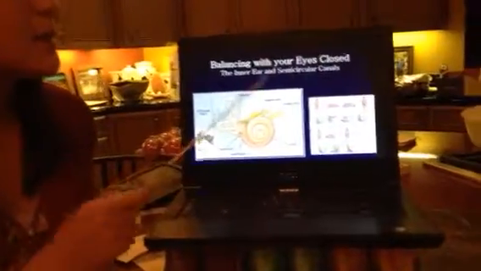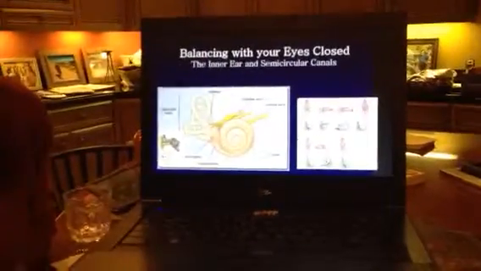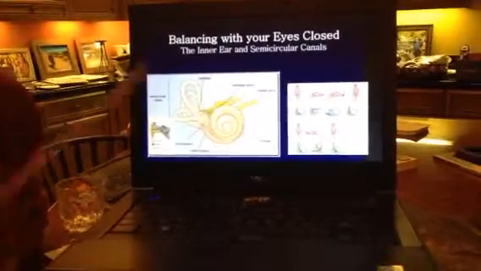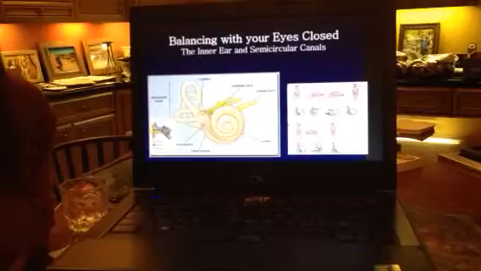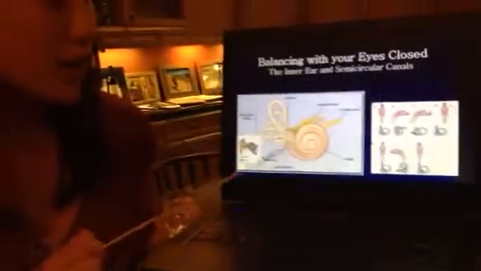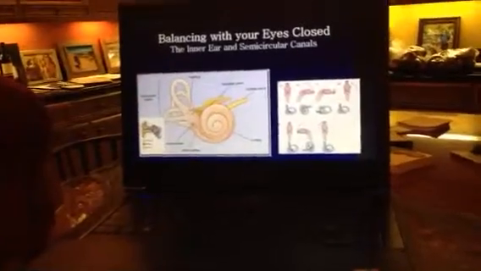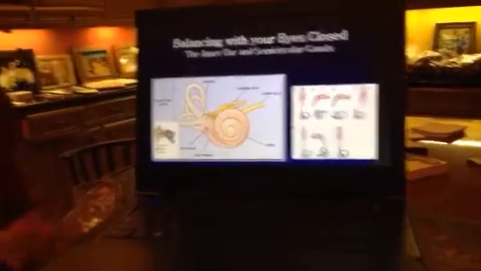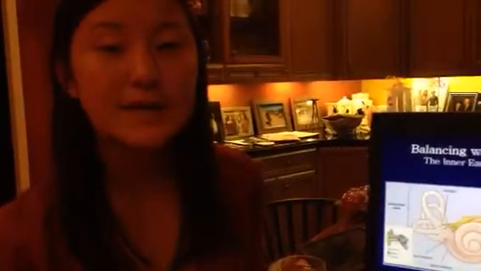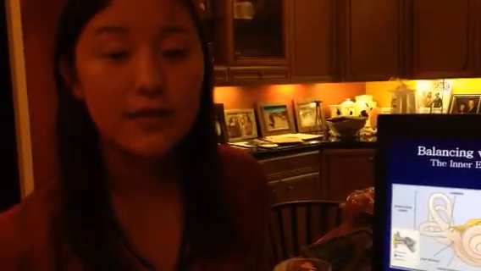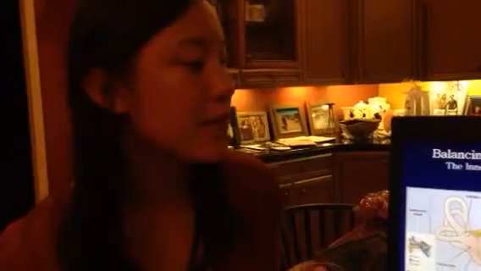So like I said, balancing with our eyes closed is different than balancing with our eyes open, and that's because we have to rely on the inner ear. There are three parts of the inner ear: the cochlea, the vestibule, and the semicircular canals. The inner ear is composed of tiny little bones known as the bony labyrinth. And the bony labyrinth has a membranous labyrinth inside of it filled with endolymph, a type of fluid.